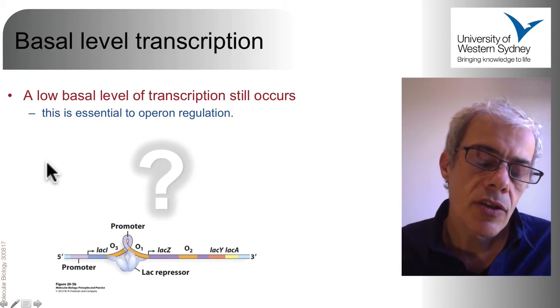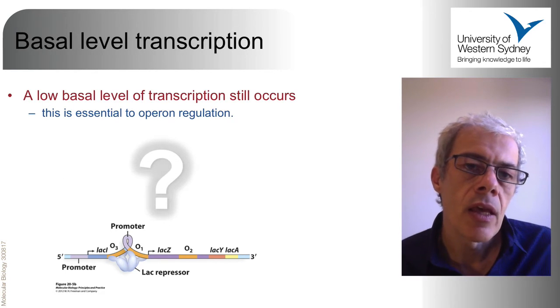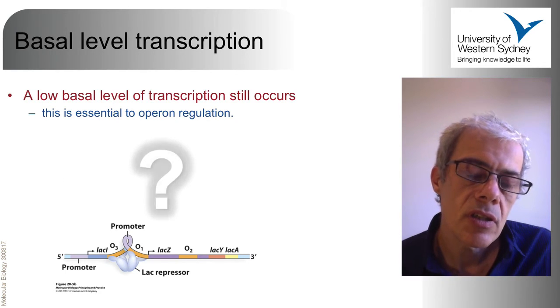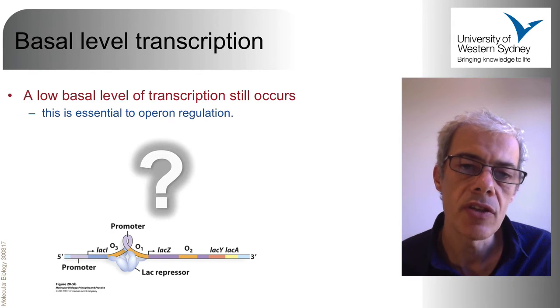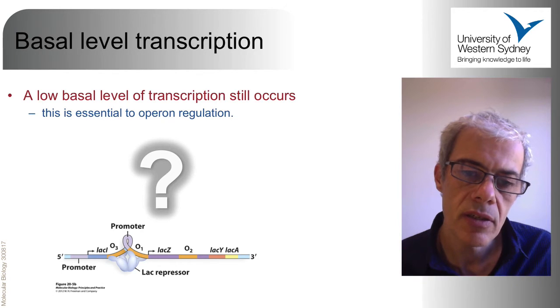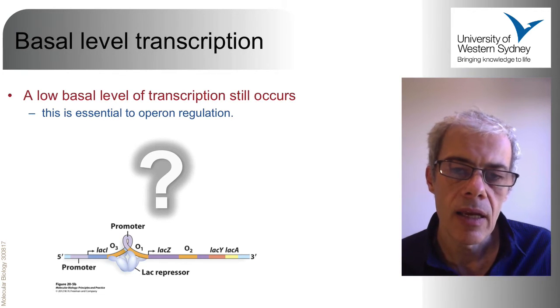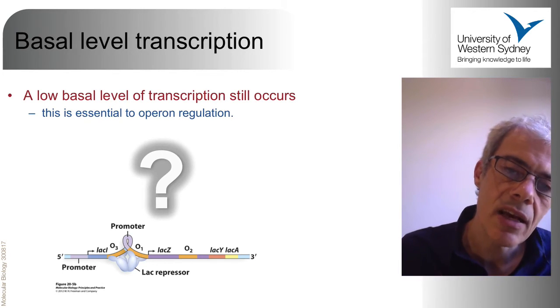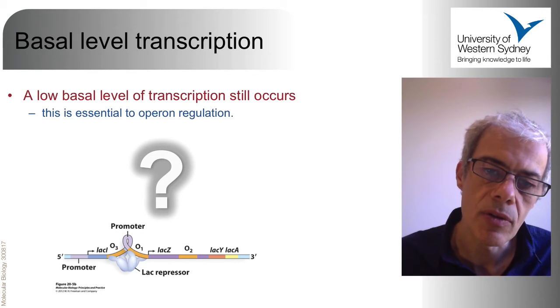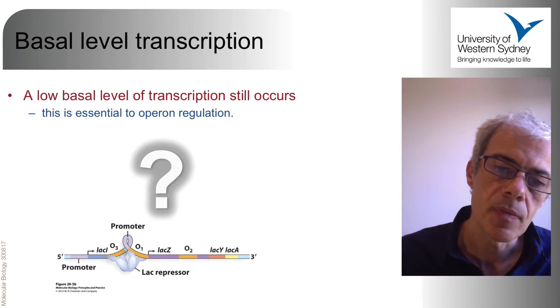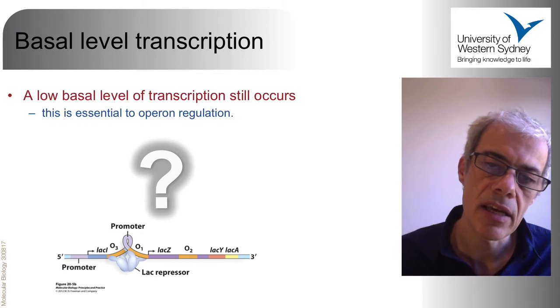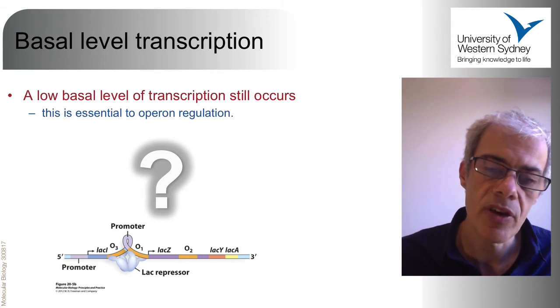So getting back to the Lac Operon, we've looked at the repression of the Lac Operon. When there's no lactose present, the genes are off. Clearly, when the cell's exposed to lactose, the lactose needs to get into the cell. The lactose can't get into the cell unless the permease is present.